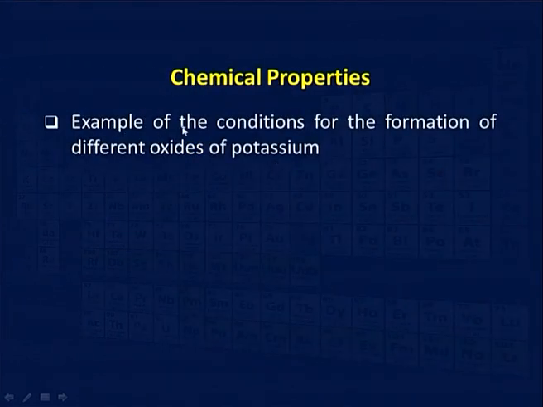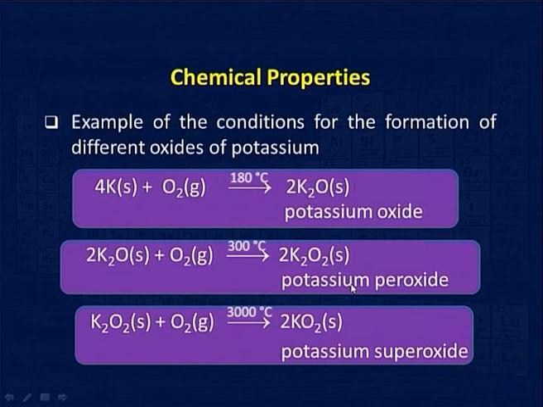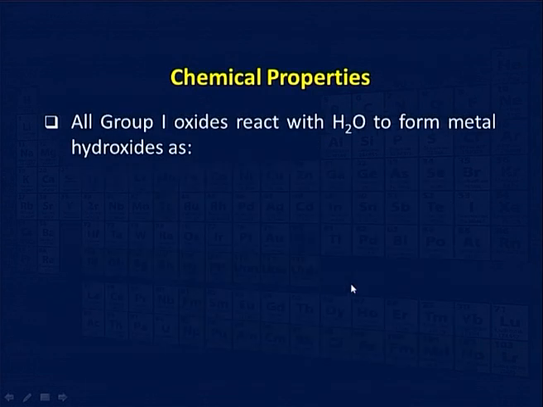Now, an example of conditions for the formation of different oxides of potassium. We are taking up an example to show you the difference by which we can make all the three types of oxides of potassium. You can see here potassium on reaction with oxygen will give normal oxide at 180 degrees Celsius. On increasing the temperature up to 300 degrees, we can get potassium peroxide, and on increasing further to 3000 degrees Celsius, we can get potassium superoxide.